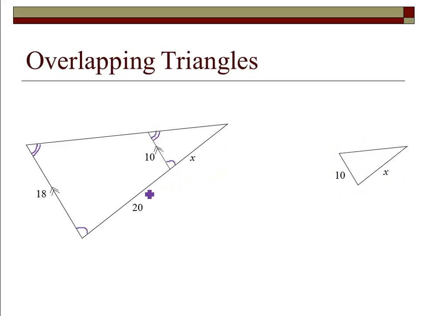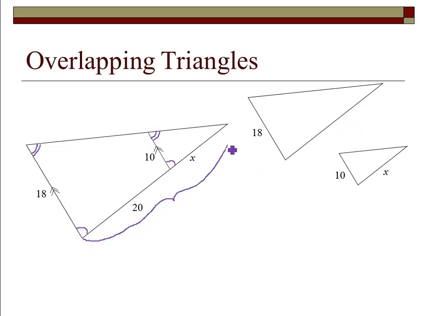Then we have the large triangle. Well, it had the side of 18, but I need to figure out what this long side right here is. Well, you have to realize you have to put these two pieces together. A common mistake that students make is they want to make that just 20. But it's this whole piece right here all put together.